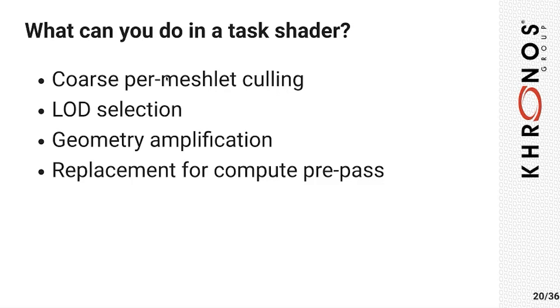Other uses would be level of detail selection, geometry amplification, and also task shaders might be a good replacement for these compute prepasses that some games have. So some games have this trick that they run a compute shader before a graphics pipeline, and they do primitive culling in the compute shader. And considering the traditional pipeline, that's a good thing, but task shaders make this unnecessary.